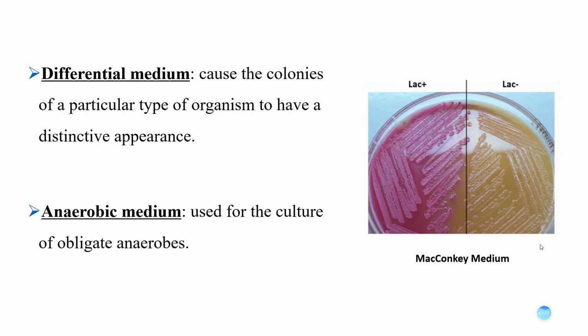You can also design anaerobic medium, and this medium is used for the culture of the obligate anaerobes. Okay, these obligate anaerobes cannot utilize oxygen as the final electron acceptor. So that means that in the medium, you need to add some chemical as a final electron acceptor. Some type of chemical, some type of salt in it. Okay?